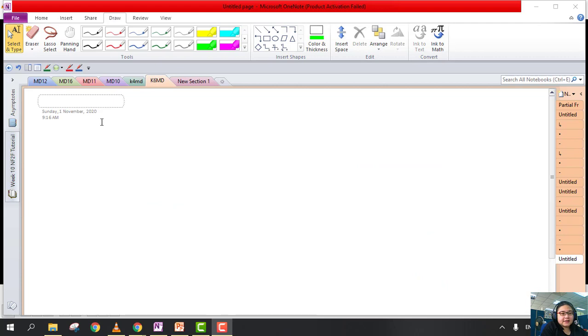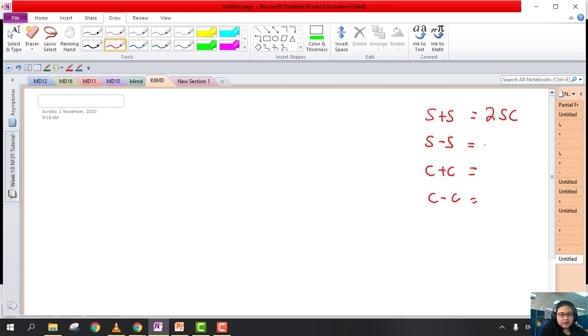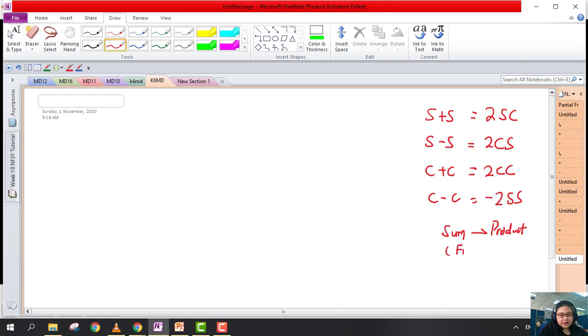Let me show you some examples. From the explanation, we know that in order to apply the factor formula, we must know S plus S, S minus S, C plus C, C minus C, and the pattern you can get. S plus S equals SC, S minus S equals CS, this is 2CC, and this is negative 2S. Remember, when going from the summation form to the product form, we must find the average. When we mention finding the average, automatically you know that you have to divide by 2.